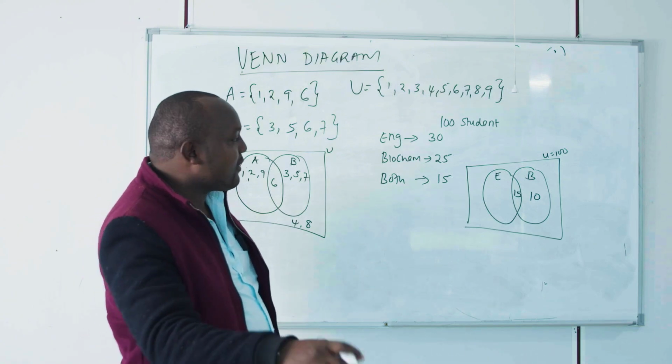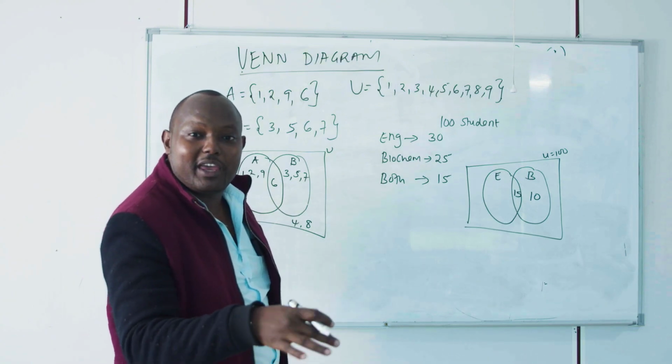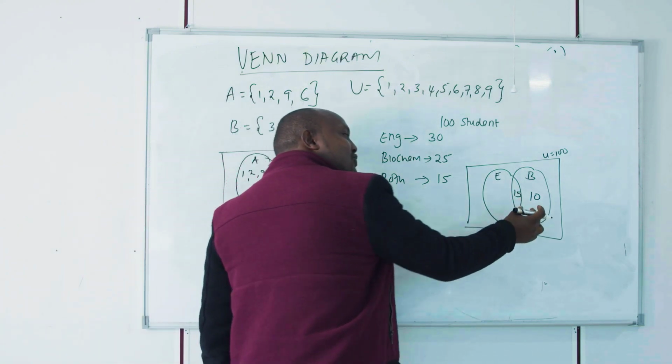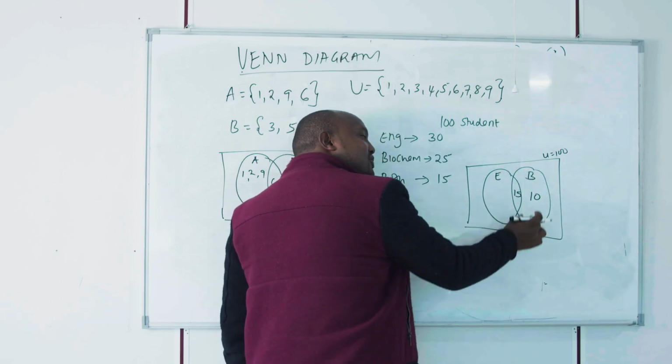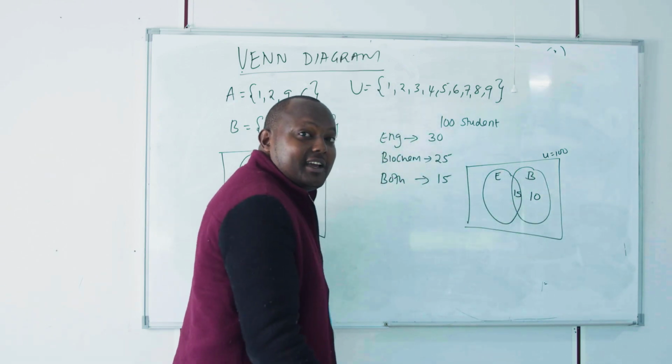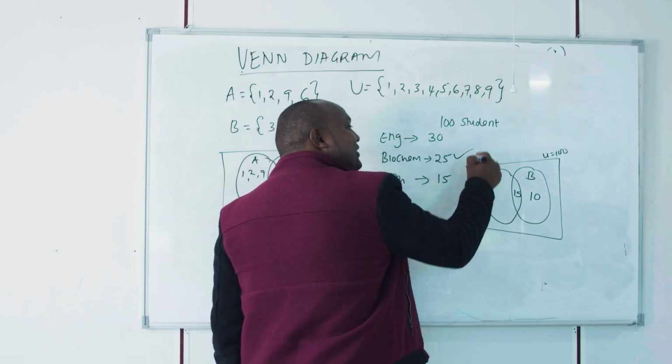There are those who choose biochem only, and there are those who choose biochem and engineering. The ones who chose biochem only are 10. Those who chose it with engineering are 15. But in general, how many? 25.